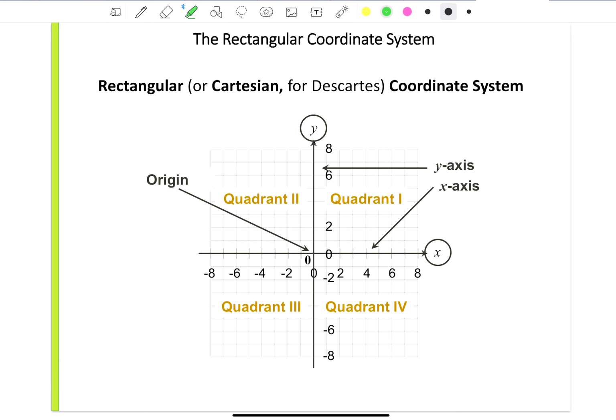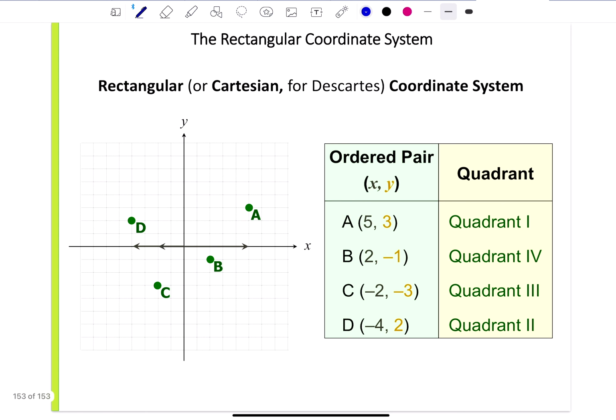Rectangular or Cartesian coordinate system. So we have our quadrants. The intersection of X and Y axes is the rectangular coordinate system. And we have quadrant 1, quadrant 2, quadrant 3, and quadrant 4. So to plot the point A, which is (5, 3), we're going to look for 5 on the x-axis, 3 on the y-axis, and plot our dot. And it will be in quadrant 1, quadrant 2 here, quadrant 3, quadrant 4.